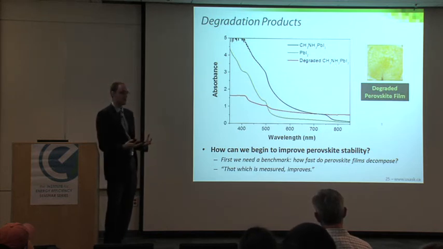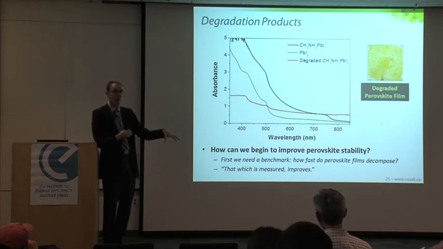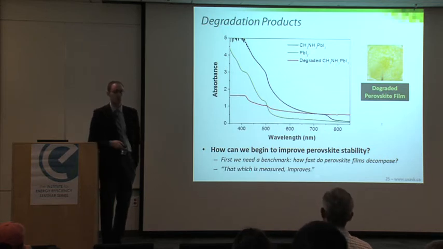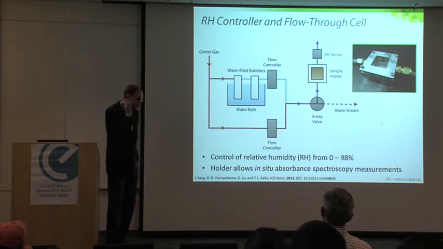Everybody in the PV field chases efficiency because we have a number. Okay, my number is bigger than your number. This method must be better. But what we don't have is a number for how fast these things are decomposing. And so if we can start to measure that, maybe we can start to improve it. So that's what we did.